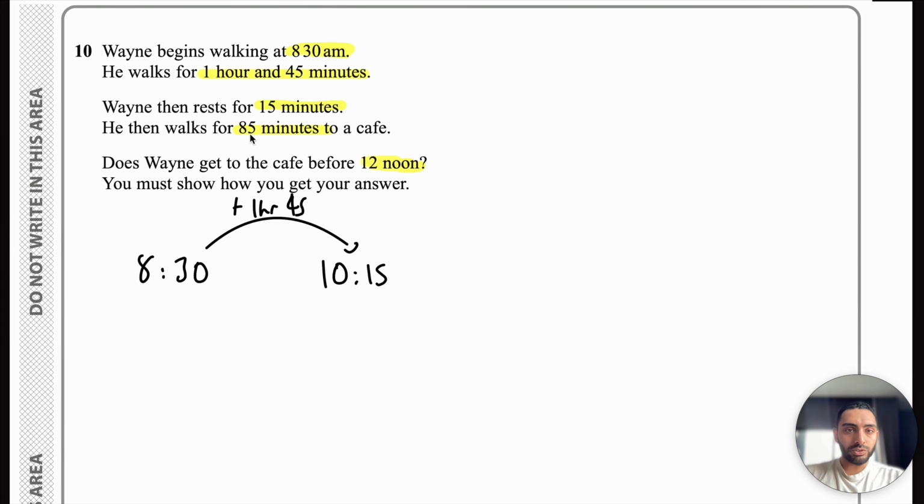Next, we're going to combine these two, so 85 plus 15 is the same as 100. So we're adding on 100 minutes. How many hours and minutes is that? That would be 1 hour with 40 minutes. So we're adding on 1 hour and 40 minutes onto that. Adding 1 hour would be 11:15, add another 40 minutes would be 11:55. So he ends at 11:55.